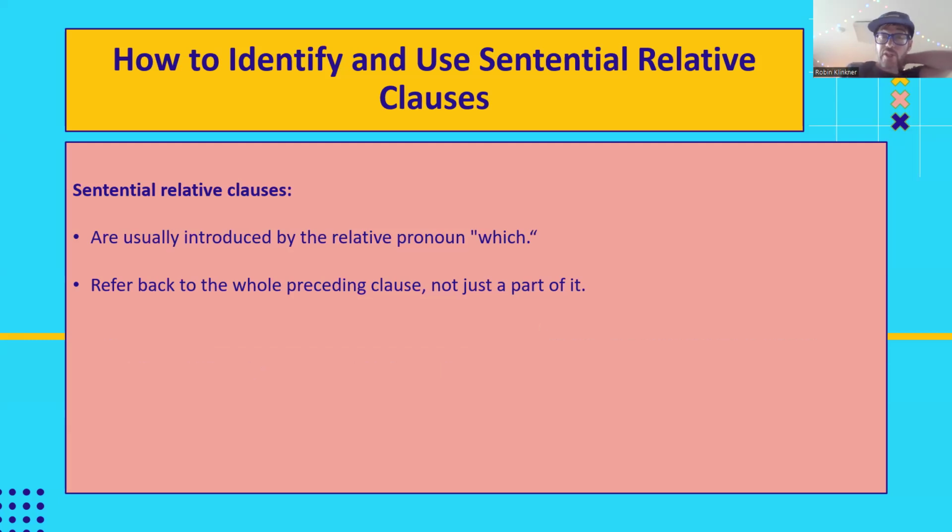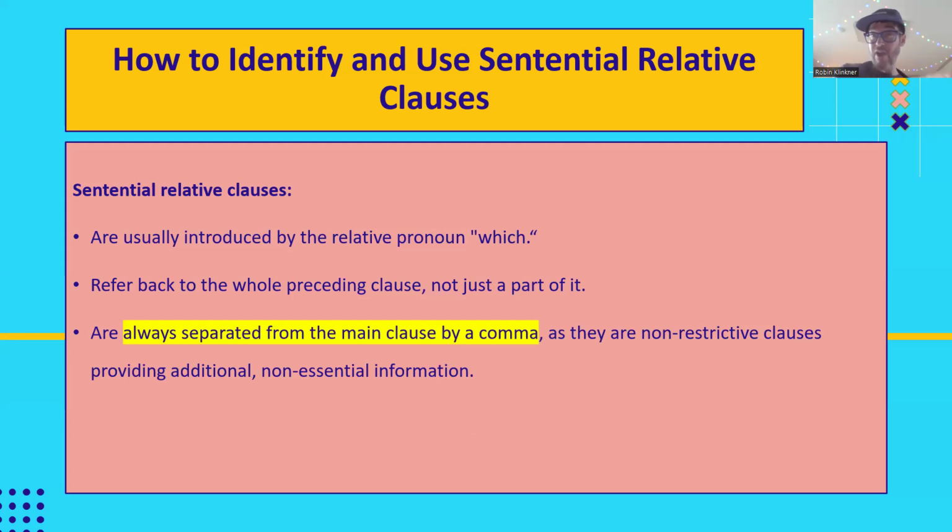Not just a part of the clause, it's referring to that entire idea. So when you write a sentence, you're expressing a whole idea. Sentential relative clauses modify or add additional information about that whole idea, not just a noun in it, the entire clause itself.